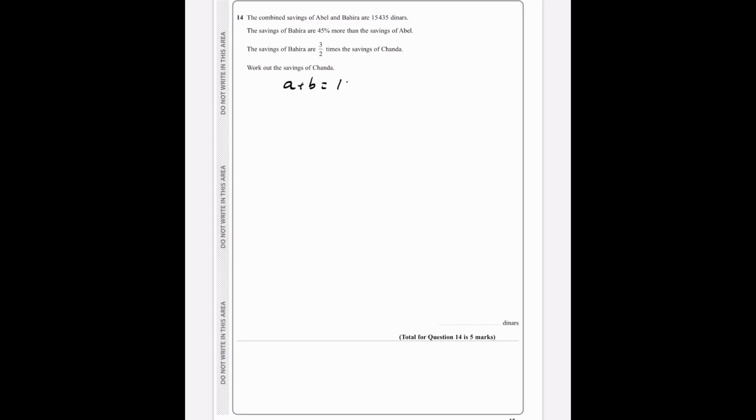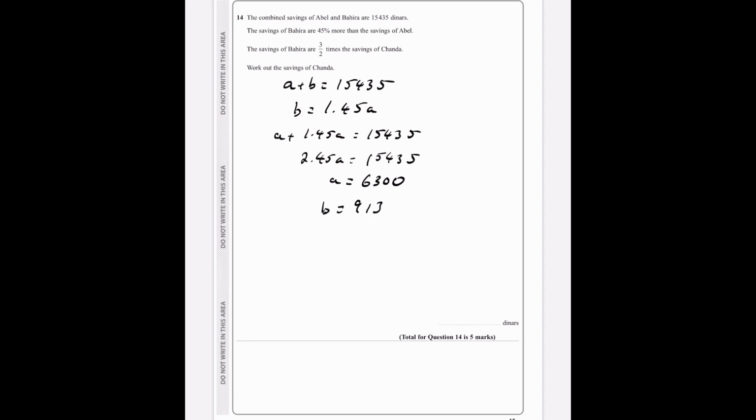Question 14, Abel and Bahira. Well, A plus B will be 15,435. We know that B is going to be 1.45 lots of A. That's a 45% increase. And substituting the B in the first one, we'll get A plus 1.45A is equal to 15,435. Simplifies to 2.45a on the left. Divide both sides by 2.45, we get a to be 6,300. B must therefore be 9,135.